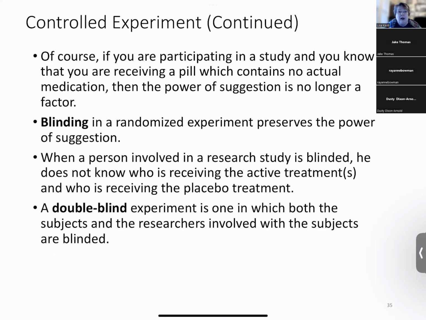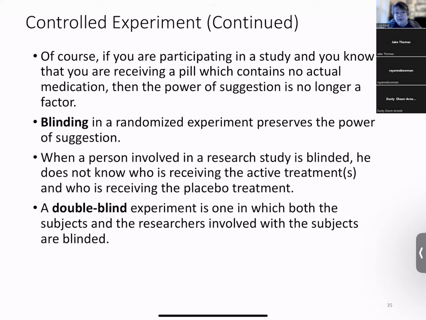Blinding, we use blinding so that a person who's involved in the research doesn't know whether they're receiving the active treatment or the placebo, and that mitigates that effect. So they're getting a pill, but they don't know if it's the actual medication or not. A double-blind study means that the person receiving the treatment doesn't know whether they're receiving the treatment or a placebo.